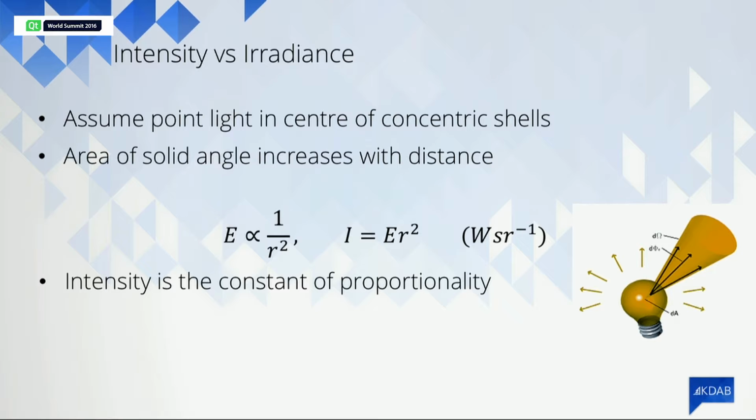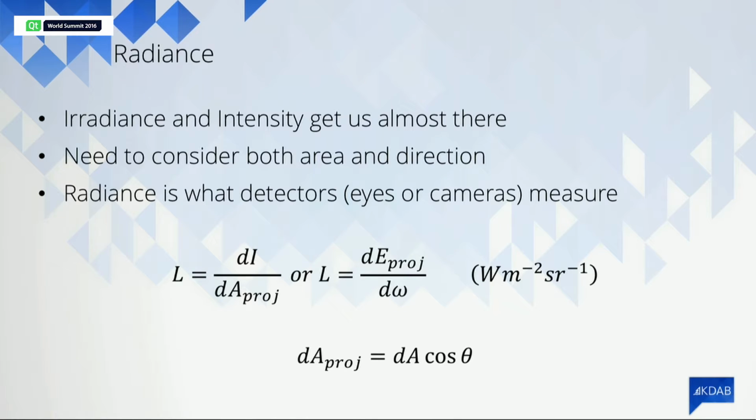Now we can relate this to the intensity. If we have a point light source and imagine concentric spherical shells around it, as we get further and further away, the surface area of these shells gets bigger, so the light per area falls off as 1 over r squared. So it's the r squared that relates intensity to irradiance. The irradiance and the intensity get us almost to where we want to be, but we need to consider not just area and not just direction. We need to consider both of these things.